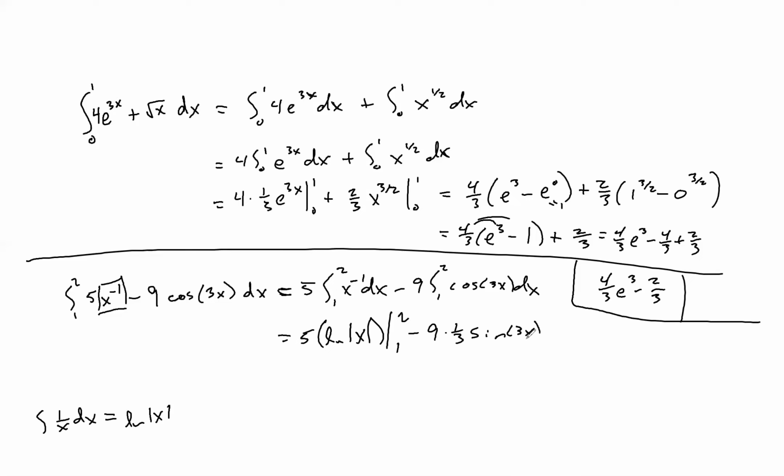Okay, and again, you can double check that easily. Take the derivative of 1/3 sine of 3x. With the chain rule, you'd get 1/3 cosine of 3x times 3, and then the 1/3 and 3 would cancel and give you this. All right, and we're evaluating this from 1 to 2.